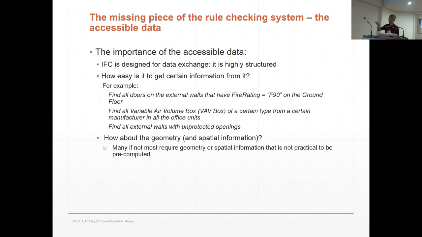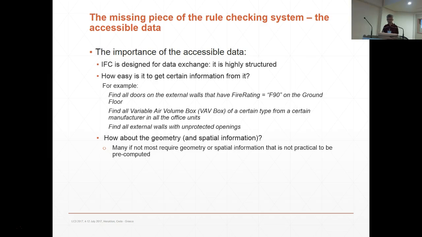So this is just an example. If you want to find doors on external walls that have a fire rating of certain values on the ground floor, how are you going to do that? If I give you a model, it can be a Revit model, can be an IFC model, how are you going to get that information right now? I've been working with several systems, Revit and all these things. I find that it's not straightforward. It's not easy to do.